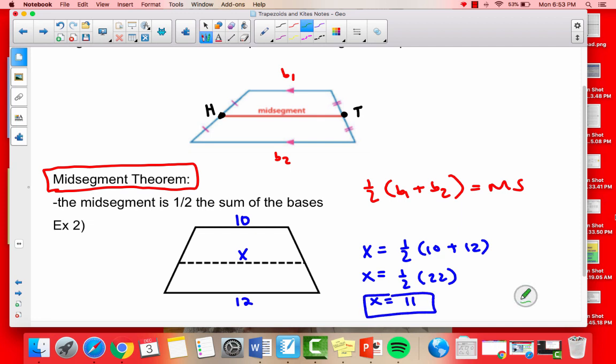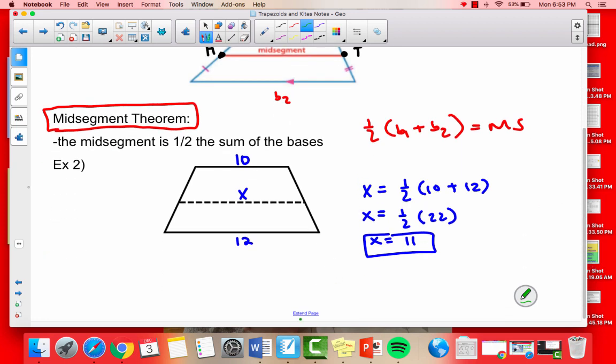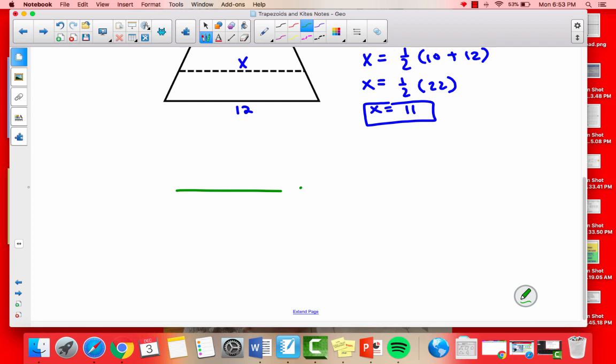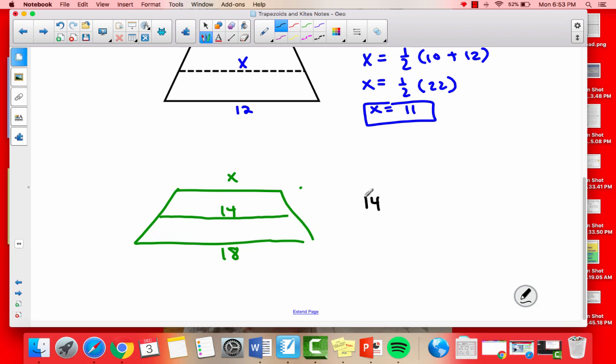This also could work backwards. Maybe in a separate example, let me scroll down a little bit. I give you a trapezoid, and I tell you the length of the midsegment. Maybe I tell you that this is 14, and maybe the base here at the bottom is 18, and I want to find the top base. You do the same formula, you just plug the numbers into a different spot. So I know my midsegment is 14, that's what it's equal to, 1/2 the top base plus the bottom base.